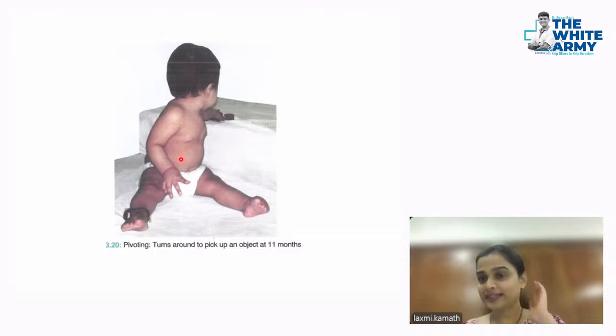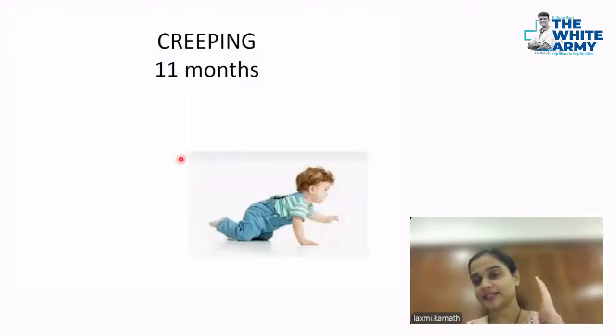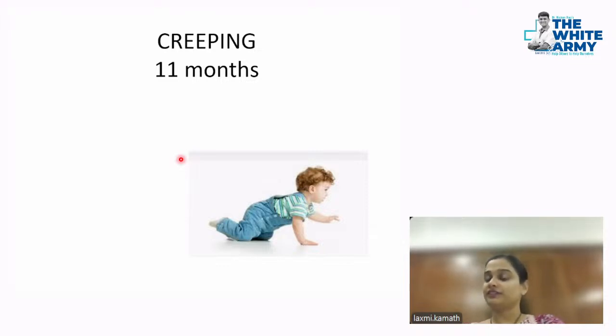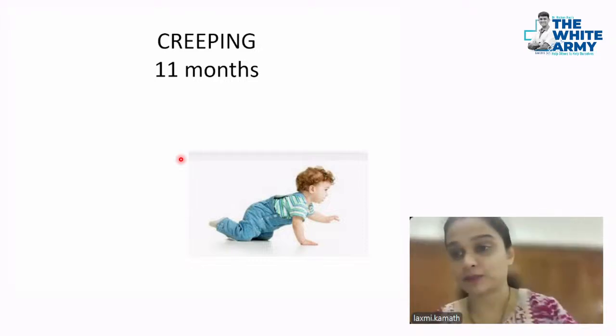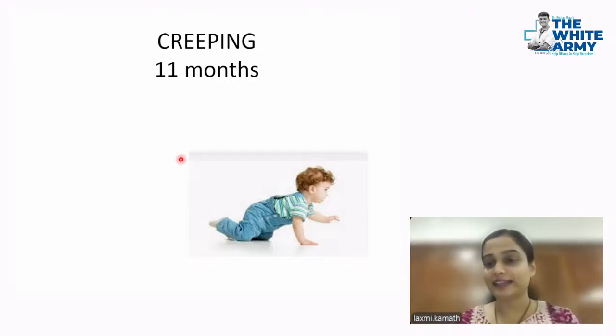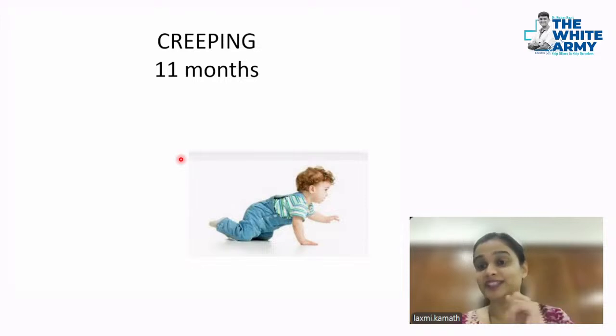So I hope it's clear. The neck control happens at 3 months. Then the rolling over happens around 4 to 6 months. Then the child is able to take off the weight on the extended elbow and sitting with support, that is tripod position, comes around 6 months. Sitting without support comes around 8 months and 10 months is crawling, 11 months is creeping and pivoting.